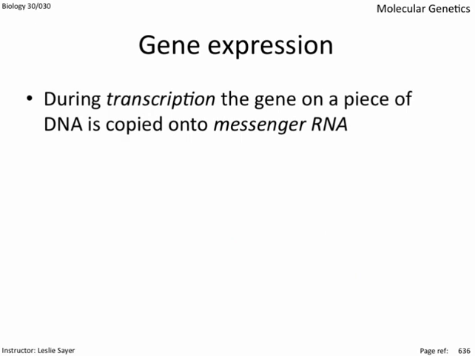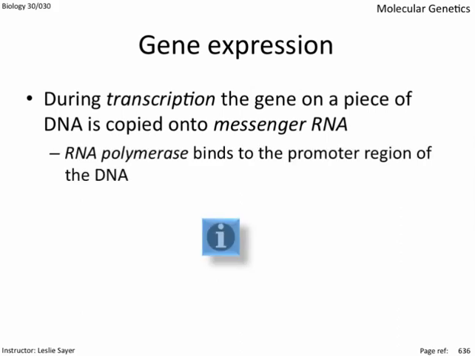So during transcription, the gene on a piece of DNA is copied onto messenger RNA. It is important to note that gene expression is part of a cell's normal metabolic activity and therefore occurs during interphase of the cell cycle. Transcription will only begin if there's a need for that particular protein. So not all genes are expressed in all cells all the time. Quite the contrary, in fact.